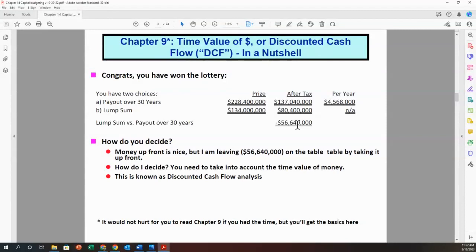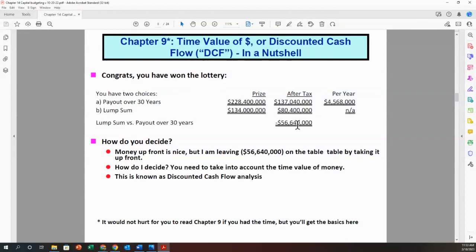So on the face of it, why would I take it up front? I'm leaving $56 million on the table, right? Why would I do that? Why would I leave that much money on the table? Well, you might decide to take it up front because you can invest that money and maybe you can do better than 56 million.